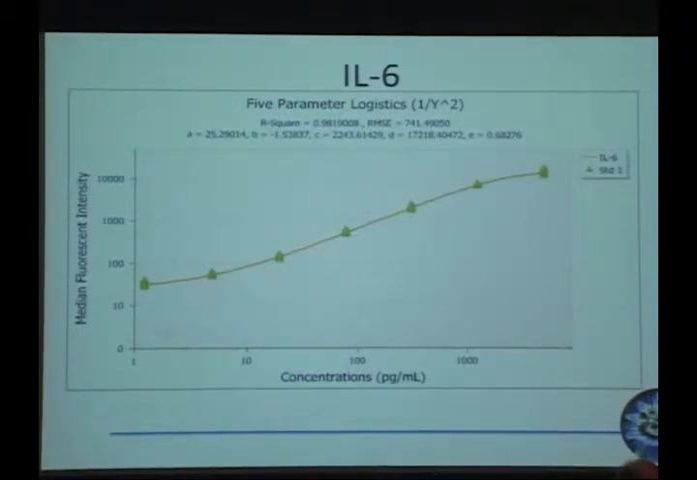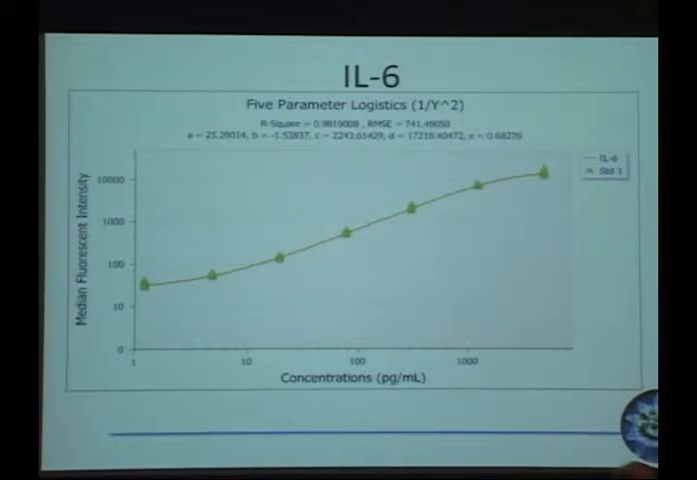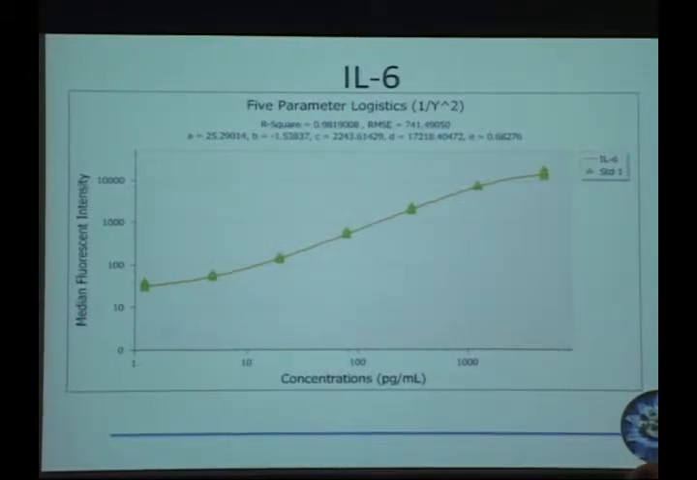This is only one example. Obviously, each cytokine behaves very differently. You have to look at each cytokine individually, and you'll appreciate that each of them will behave differently close to the lower end of the curve and the limit of detection.